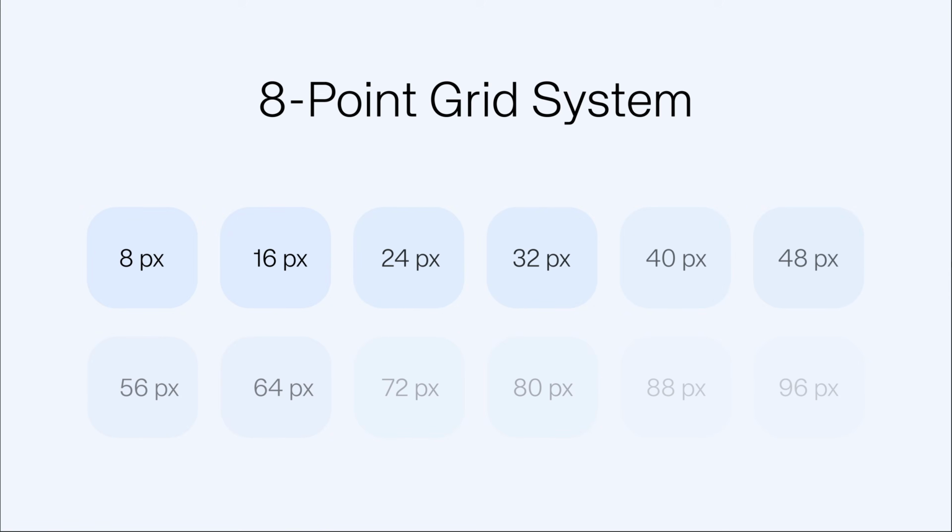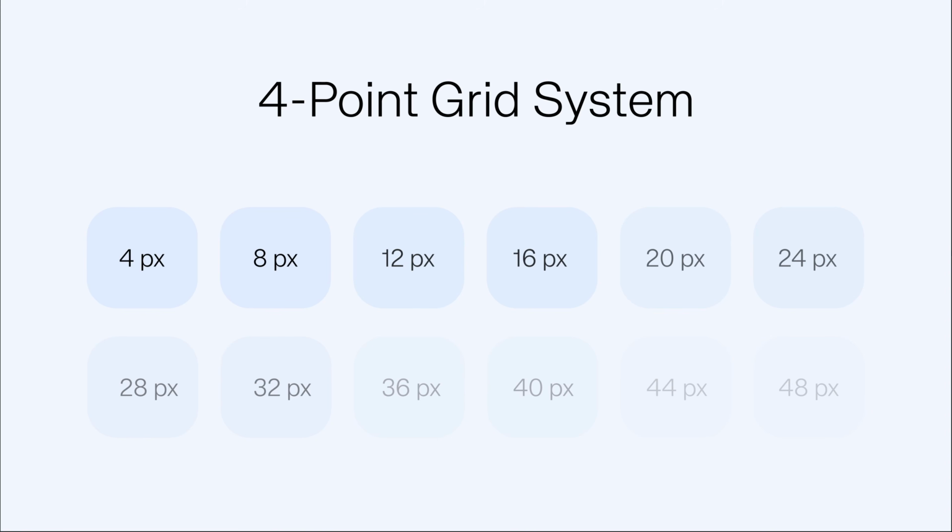And what is a 4-point grid system? So this grid system is basically the same thing as the 8-point. The difference is that this is based on multiples of 4. That means that distances and dimensions increase in steps of 4 pixels, such as 4 pixels, 8 pixels, 12 pixels, 16 pixels, and so on.